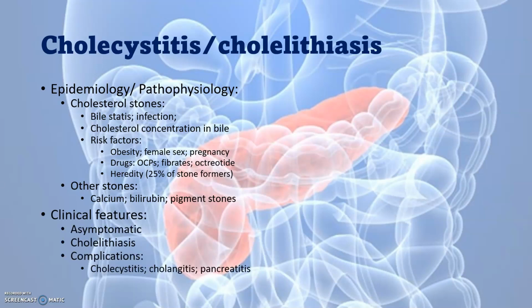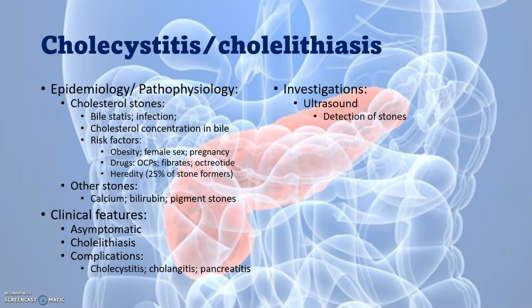Many patients are asymptomatic. The ones with cholelithiasis often develop right upper quadrant pain, may be associated with fatty meals, or patients may present with complications of cholecystitis, cholangitis, or pancreatitis.